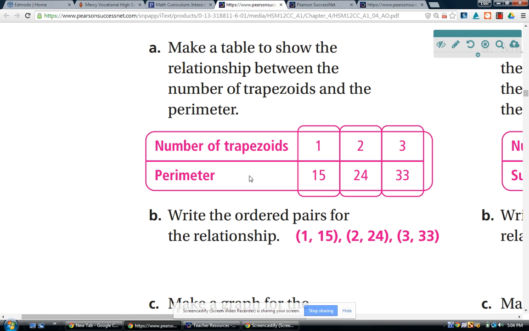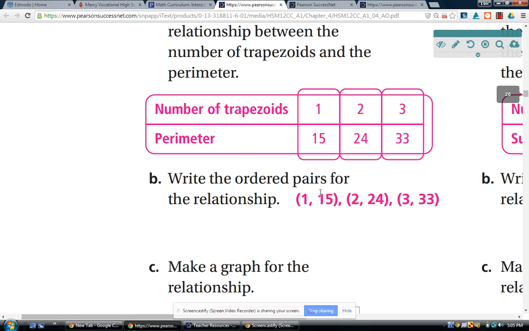So if you think about this relation here, the independent variable would be the number of trapezoids. We could choose any number of trapezoids and find the perimeter. The dependent variable is the perimeter. It depends on how many trapezoids we have. So you'll see in the ordered pairs, we put the independent variable first. We can also call this the x terms. And the dependent variable comes second, and we call that the y terms.